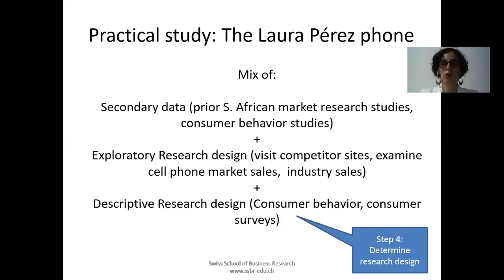descriptive research design, where we actually are creating something specific to answer the questions that we had just talked about, the who, what, when, where, why, in order to define my core target, in order to define how they will behave, in order to define whether or not they will want to buy my product. That's step 4.